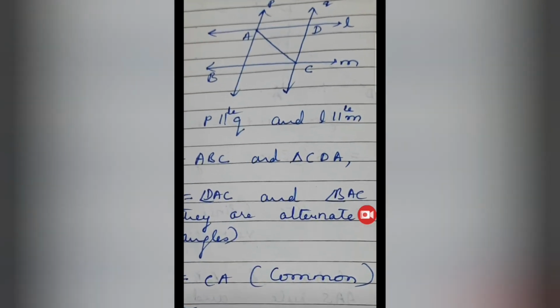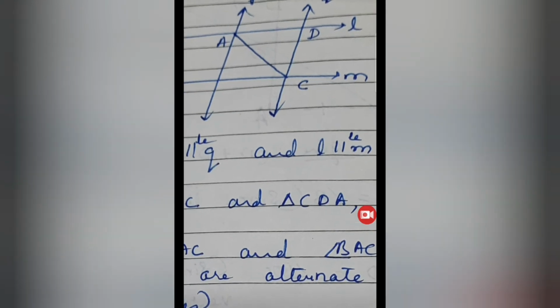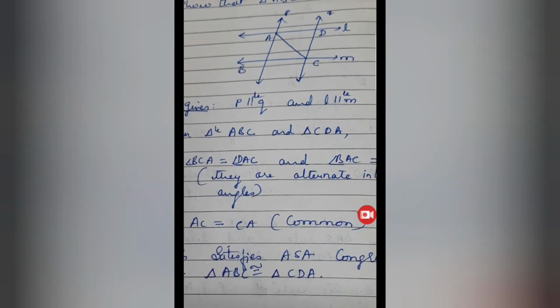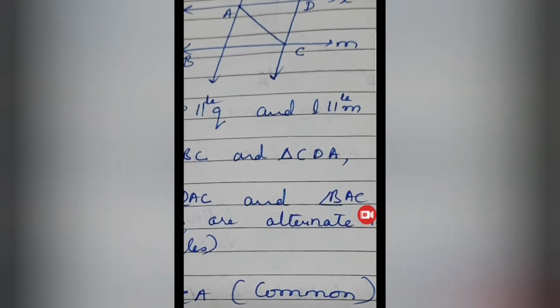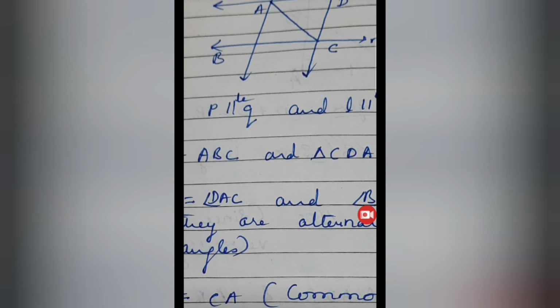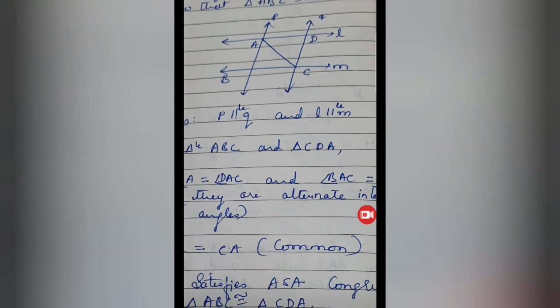So you can see that there is a formation of two triangles, right? That is triangle ABC and triangle CDA, or you can say ADC. So two triangles have been formed here, right? So they are asking you to prove the congruency of these two triangles. In order to prove the congruency, first of all we have to consider the given things. What are given here? Two lines are parallel, that is P is parallel to Q and L is parallel to M.